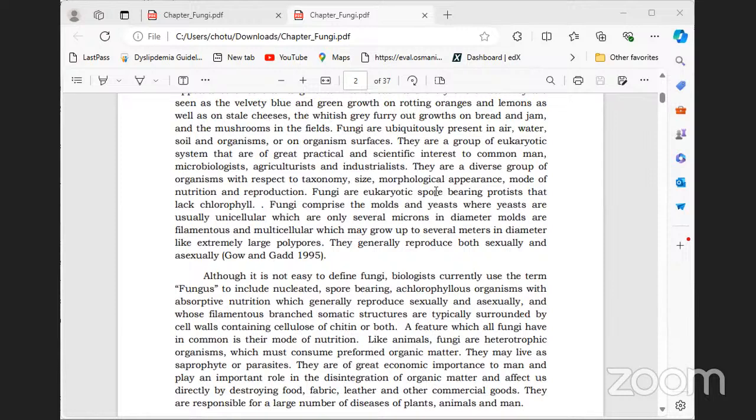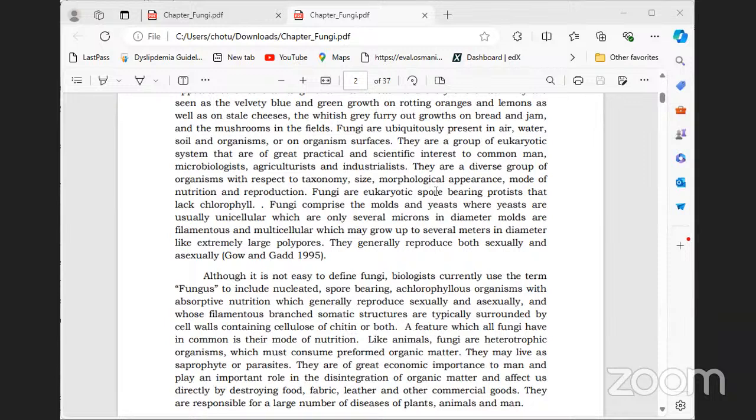Next one, habitat: ubiquitous, as saprophytes, symbionts, parasites, hyperparasites. Distribution: cosmopolitan. This is the total. What are the fungi? I will explain. What is the importance of fungi? I'll explain. We discussed the economic importance of fungi last class.